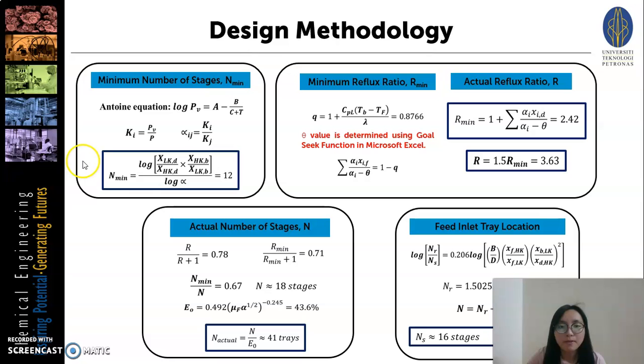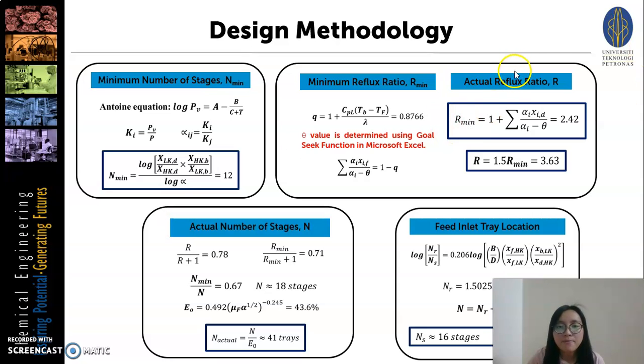The minimum number of stages is determined under total reflux condition. It is determined using the Fenske equation. For an ideal mixture, Raoult's law and Dalton's law are applied in the calculation to determine the relative volatility. Before the relative volatility is determined, the K value is calculated using the vapor pressure determined from the Antoine equation. With all these values, the minimum number of stages calculated for this column is 12 stages.